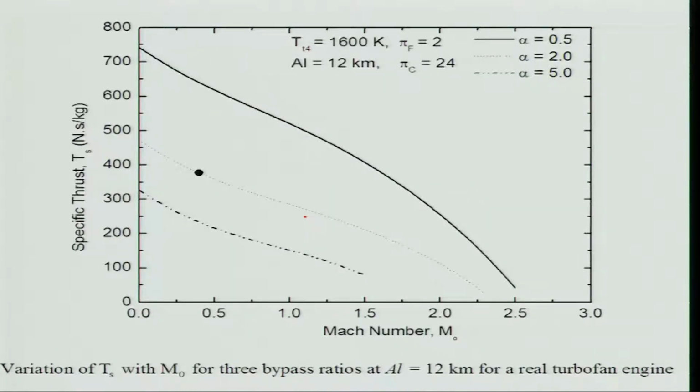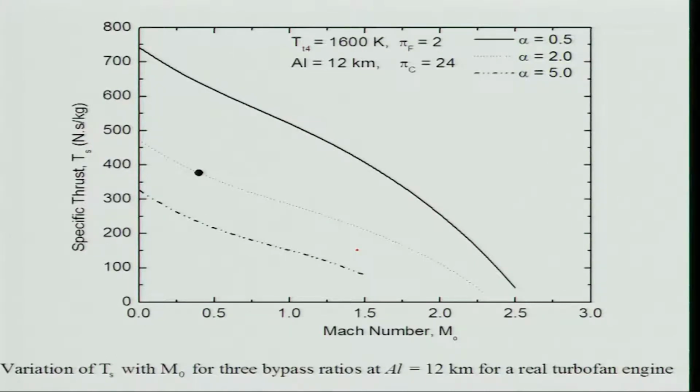So, let us look at specific thrust with the Mach number, and what happens. Specific thrust, for alpha equal to 0.5, has a very high value at the static thrust condition, which is Mach number 0, and it goes on changing. Keep in mind the slope changes, particularly in the transonic regime. The slope here is different and here it is different, just opposite.